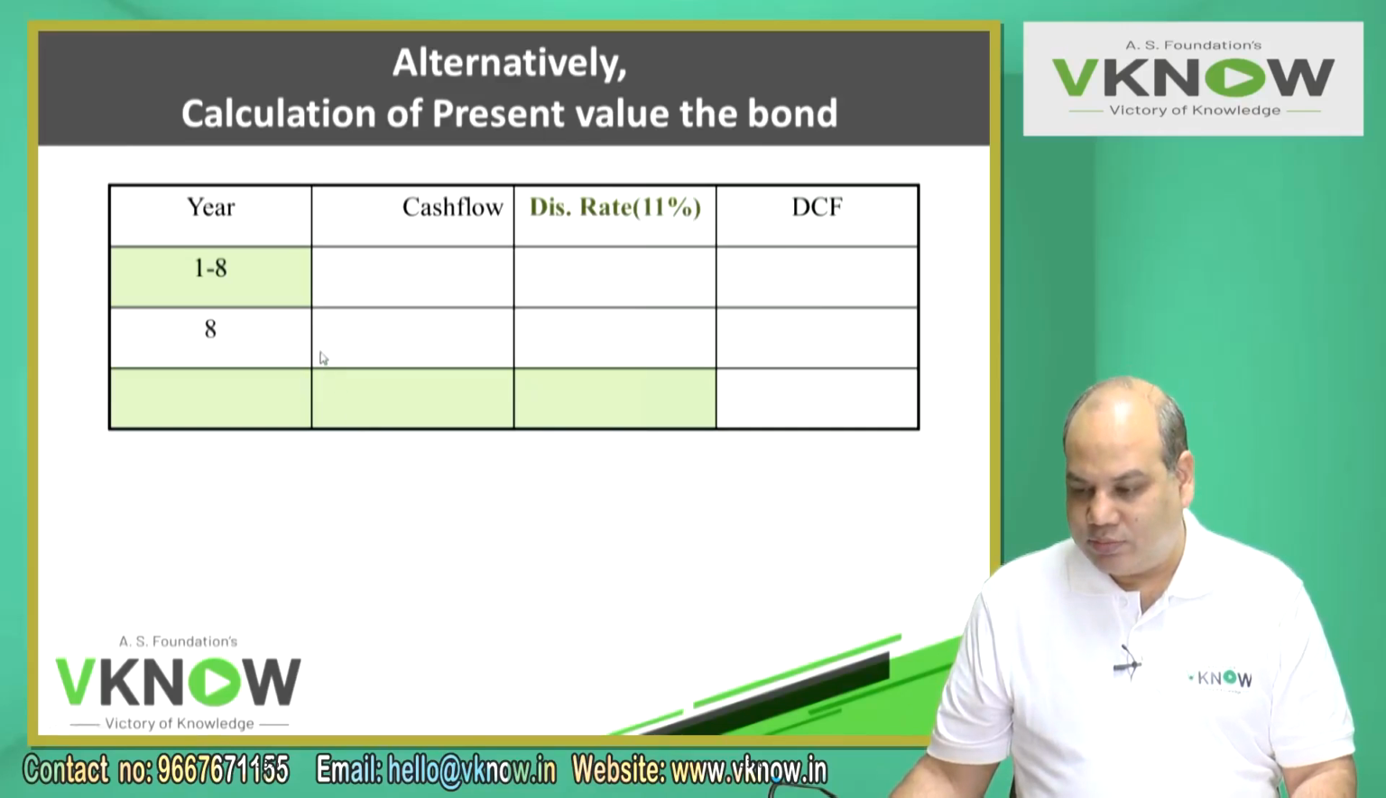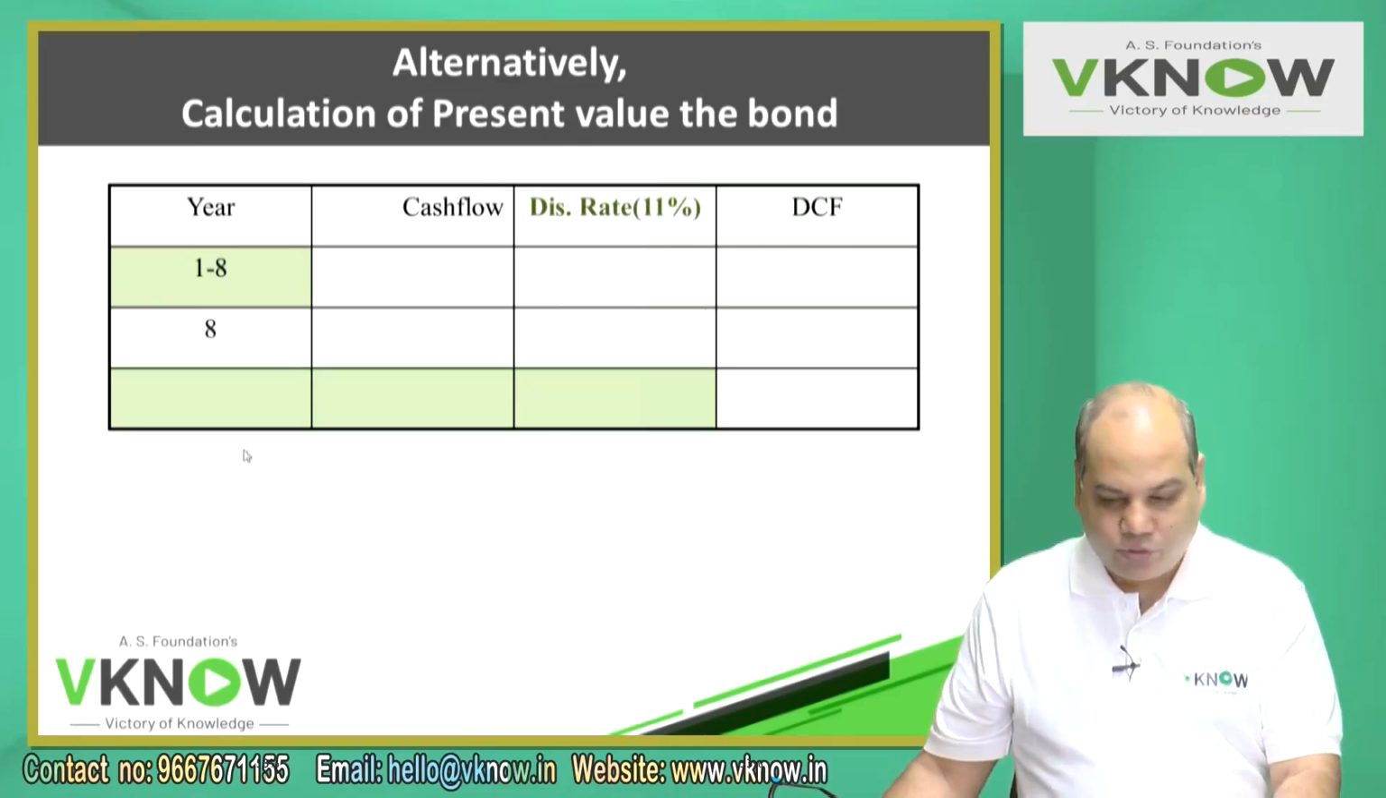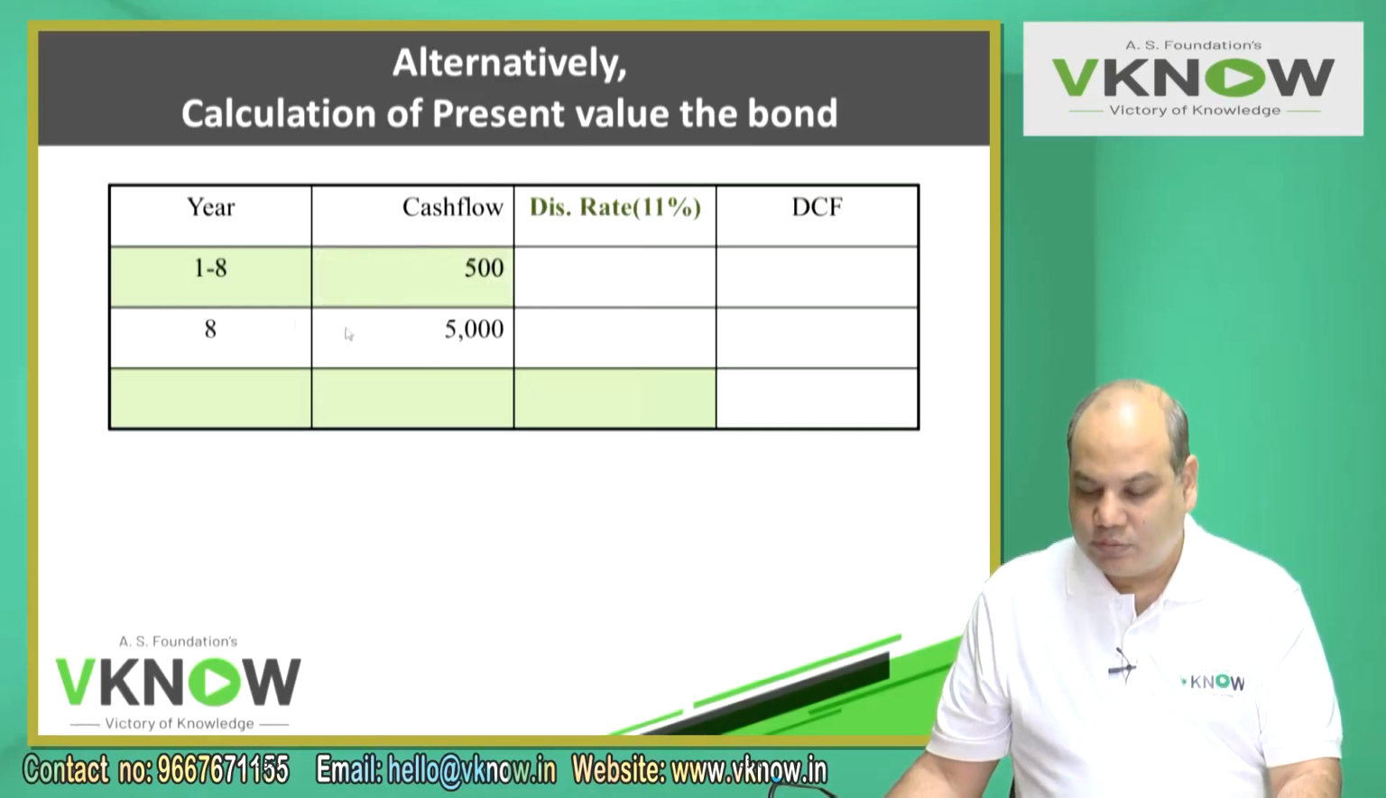Draw this table with 4 columns: year, cash flow, discount rate at 11%. We want 11% rate of return. So how much are we willing to pay? We can get that now using 11% discounted cash flow, DCF. So please start. Years 1-8, 500 rupees; 8th year, 5000 rupees. Years 1-8 at 11%.